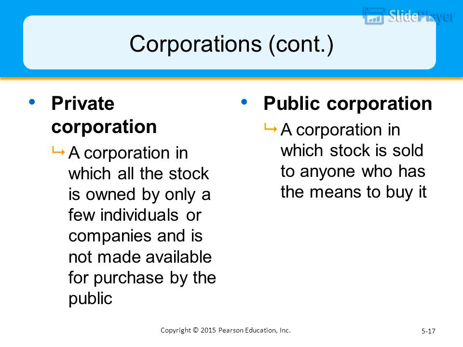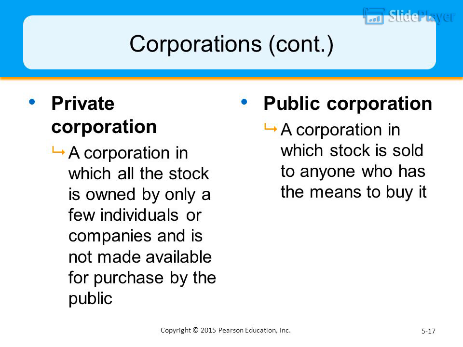Corporations, continued. Private corporation. A corporation in which all the stock is owned by only a few individuals or companies and is not made available for purchase by the public. Public corporation. A corporation in which stock is sold to anyone who has the means to buy it. The stock of a public corporation is sold to anyone who has the means to buy it, individuals, investment companies such as mutual funds, not-for-profit organizations, and other companies. Such corporations are said to be publicly held or publicly traded.